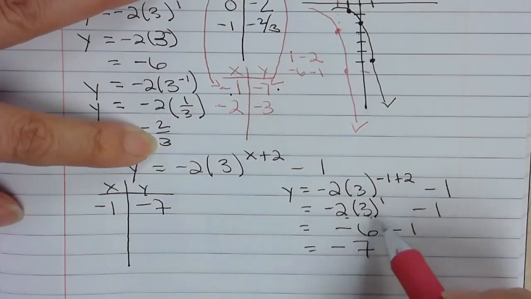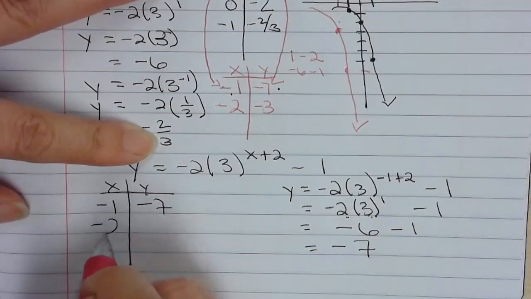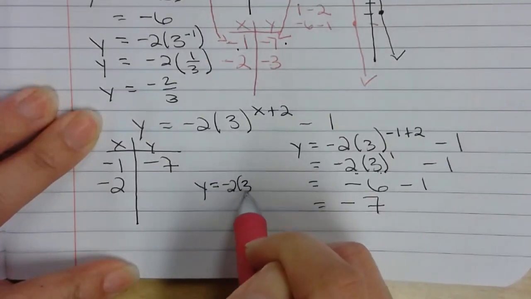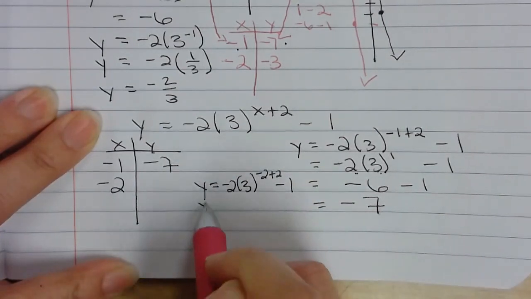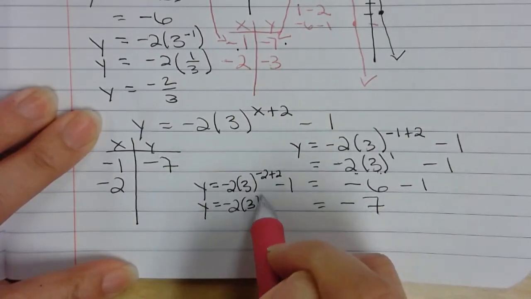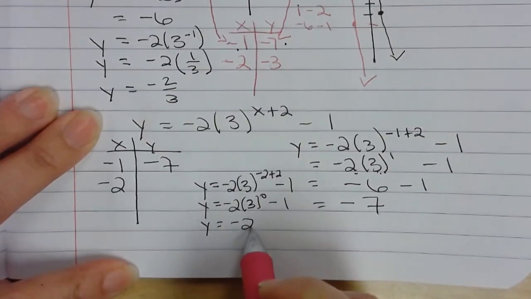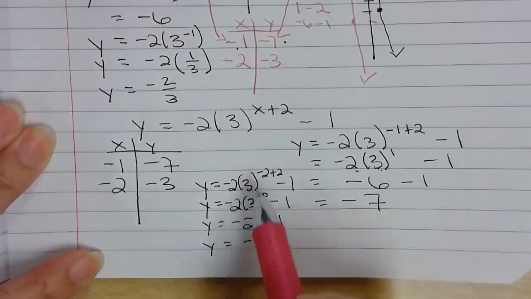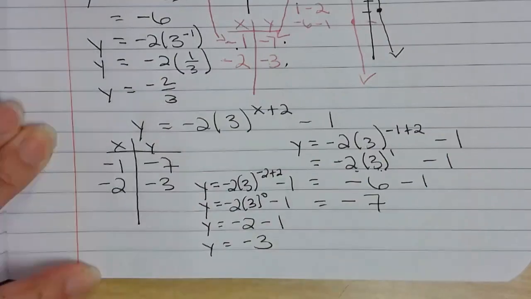So just plugging in points without doing the shifts gets you the same answer, but I want you to understand the shifts. So let's do one more. We'll do -2. Y equals -2 times 3 to the -2 plus 2, minus 1. Ooh, I like that one. I like that because what's -2 plus 2? 0. And we all know that anything to the 0 power is 1. So that means it's -2 minus 1, which is -3. So you can come up with the same answers just doing it mathematically. And again, it's just practice. Practice, practice, practice.